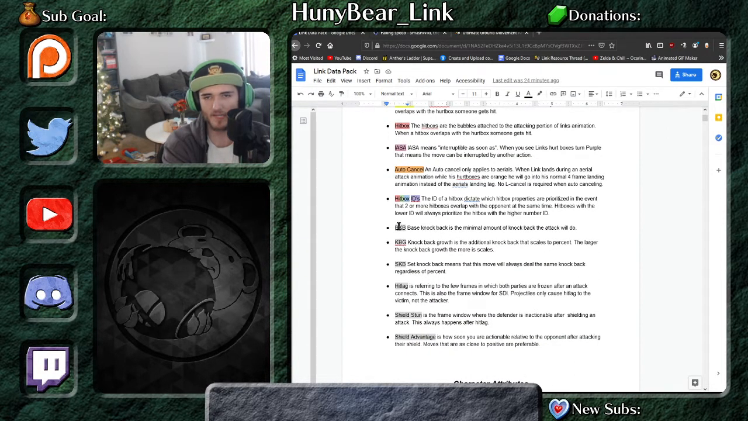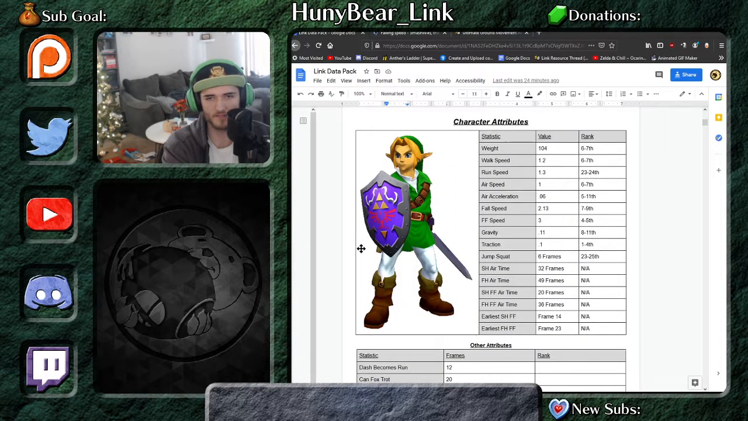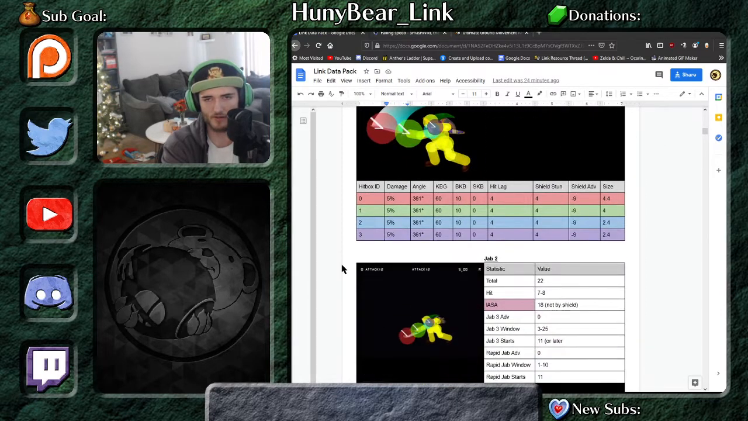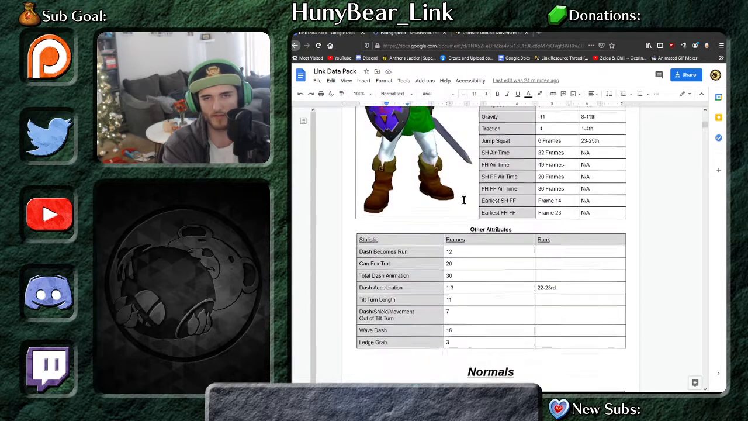Then you have things like base knockback. This is the minimum amount of knockback an attack will do. So in Melee, when you hit somebody, obviously they're going to fly off, right? They're going to get hit, they're going to get knocked back somehow. So if they were at 0 and I were to hit somebody with something with a low base knockback, then they would only fly back a little bit.